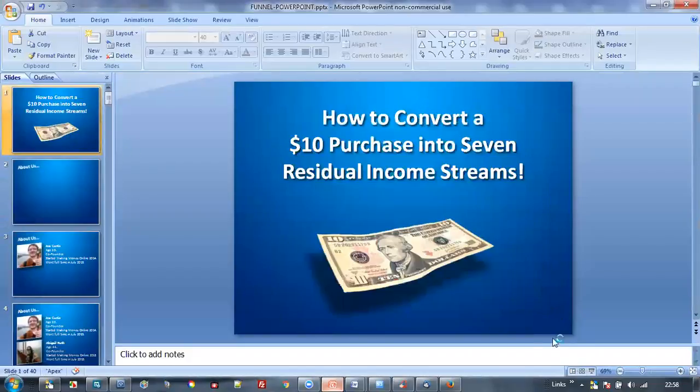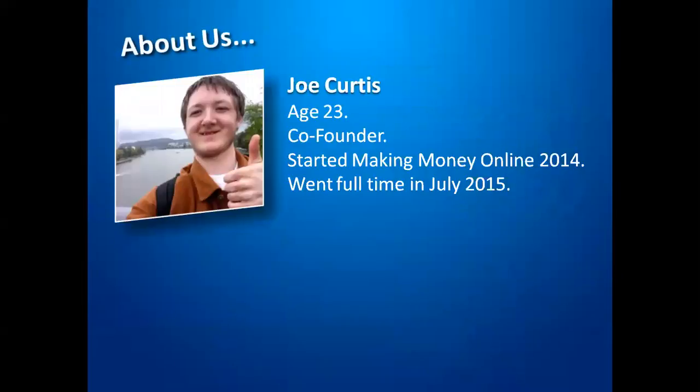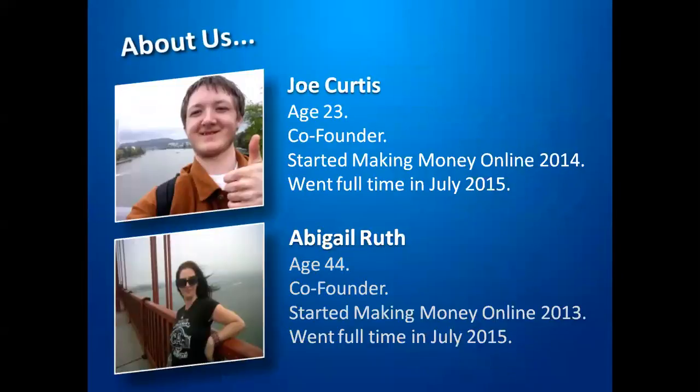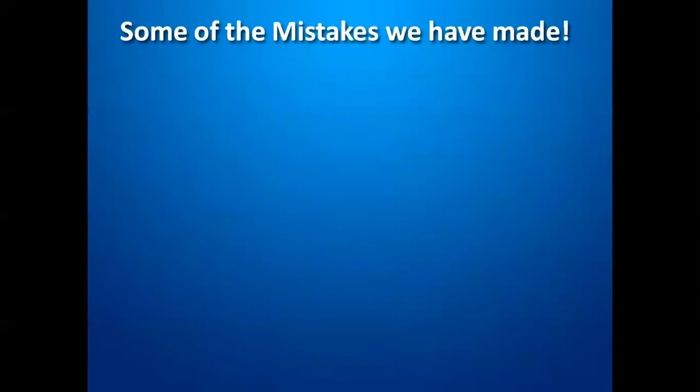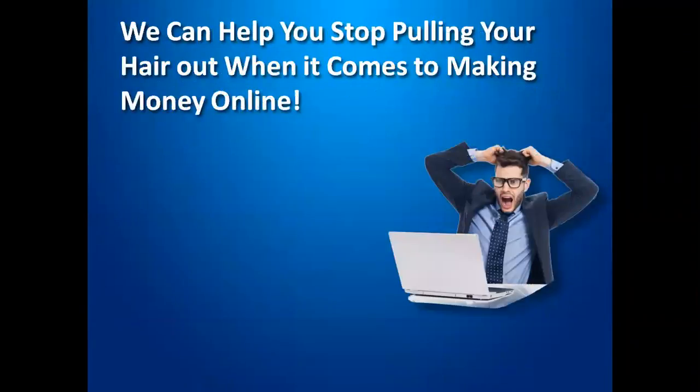And as you can see, let me just quickly go full screen so you can see. The new slides, I'm still working on them, you know. And basically I've got this one up for Joe and Abby. But I can tailor this to anyone in the team, yeah, because it won't take long to do. It's only a picture and a bit of a quick spiel about who you are, yeah. So this is tailored for them. Some of the mistakes they've made, and then that's brilliant. They can sort of put in some of the things like with Traffic Monsoon and other things that they've done. You know, the mistakes they've made. We can help you stop pulling your hair out when it comes to making money online.